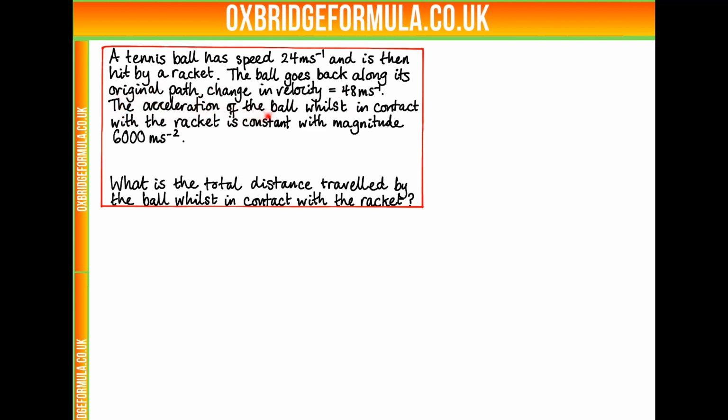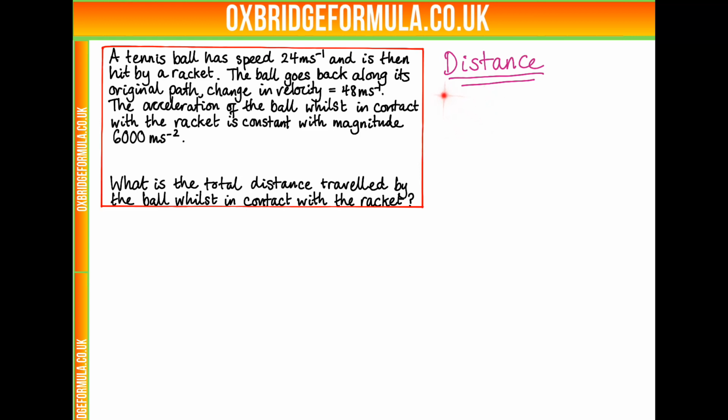The acceleration of the ball whilst in contact with the racket is constant and has magnitude 6,000 meters per second squared. What is the total distance travelled by the ball whilst in contact with the racket? So immediately we think we're trying to calculate a distance, so distance that the ball travels.